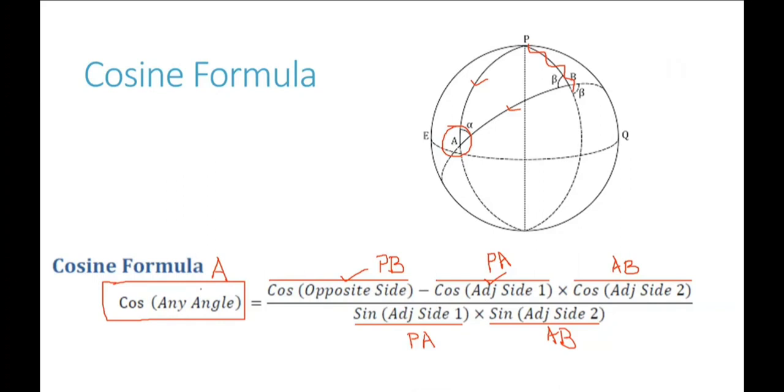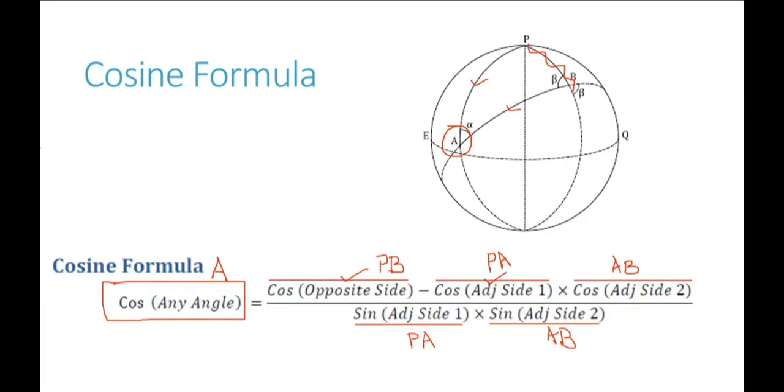Now, as you can see in the formula, if we know all the three sides of this particular triangle, PA, PB, and AB, we can calculate any angle of this triangle. We can calculate all the angles. Because on the right side of this formula, you see there are all sides. So if all the sides are known to you, you can calculate any angle using this formula. So that's one usage of the cosine formula.